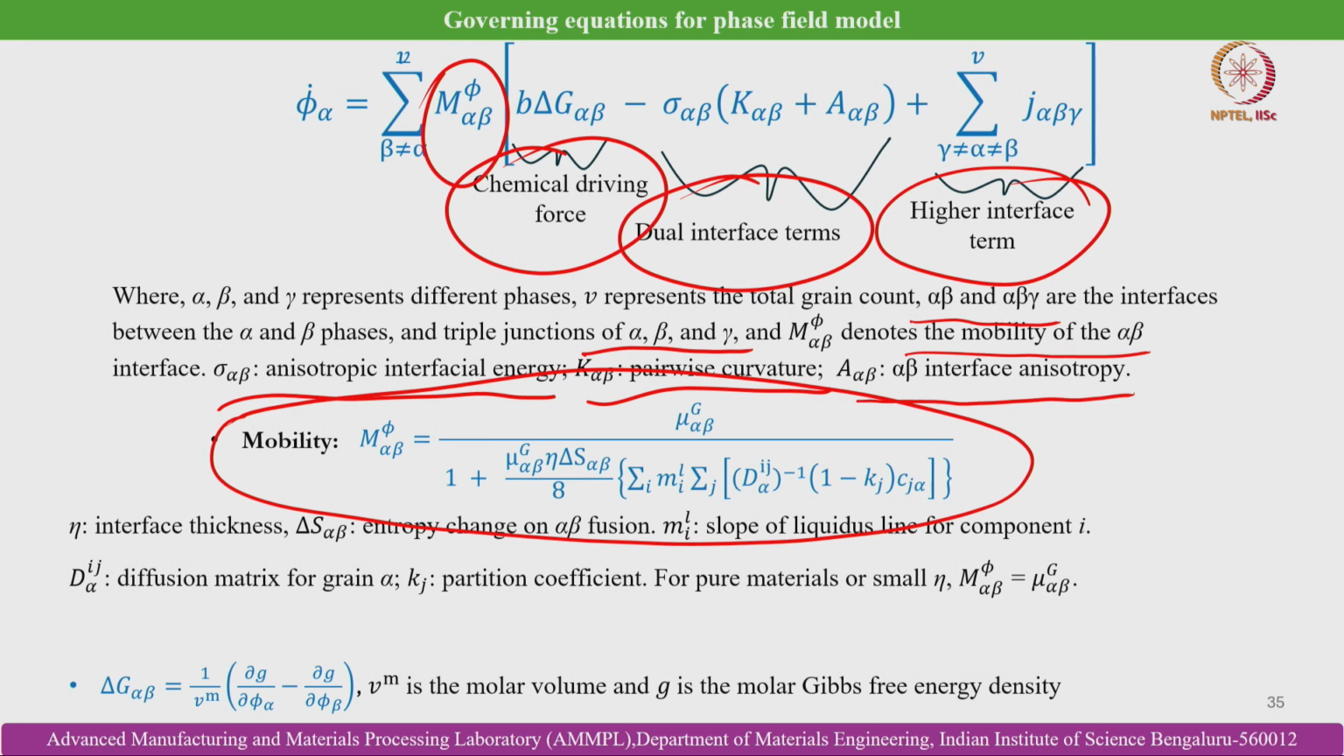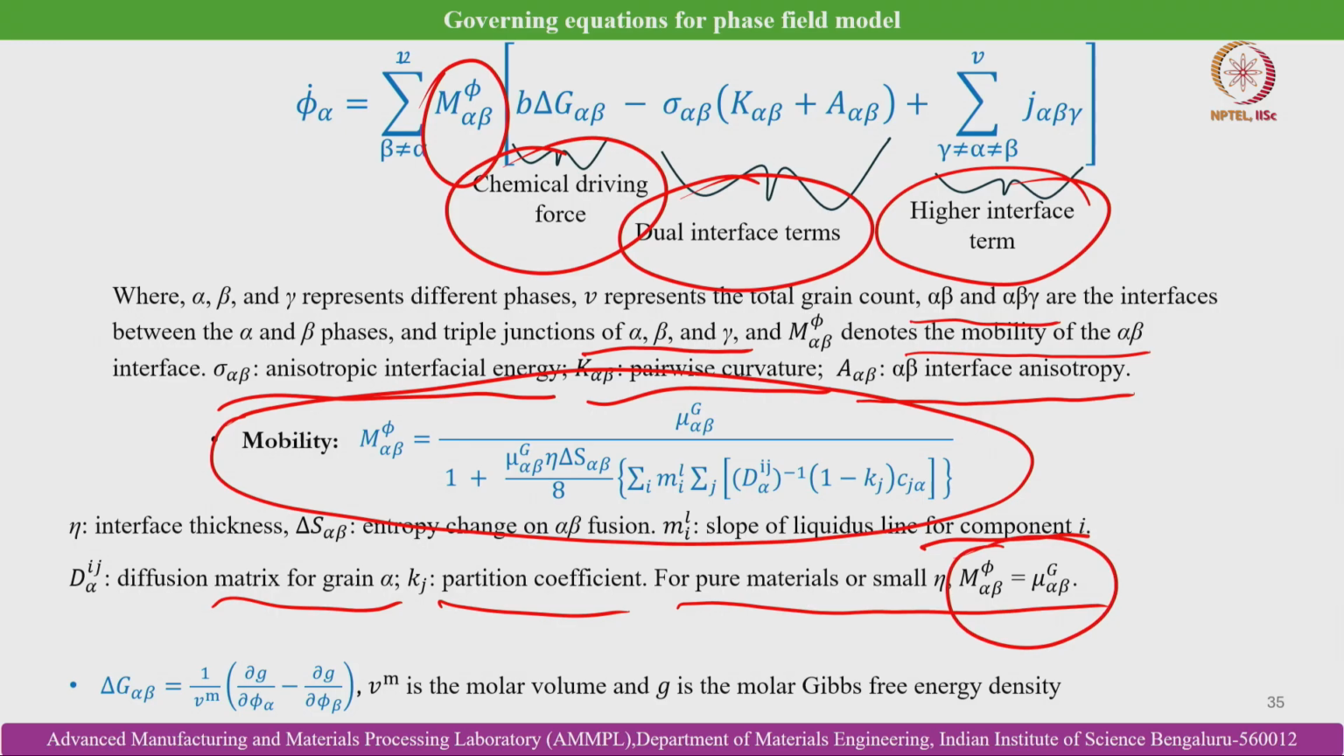Summation of i, m_i^L, summation of j, D^α_ij, (k_j − 1)^(−1) into (1 − k_j c_j^α). So, here η is the interface thickness, Δs_αβ is the entropy change on αβ fusion, and m_i^L is the slope of the liquidus line for component i. D^α_ij is basically the diffusion matrix for phase α. k_j is the partition coefficient. For pure materials, or for small η, that is small interface thickness between the solid-liquid interface, m_αβ becomes equal to μ_αβ. Okay.